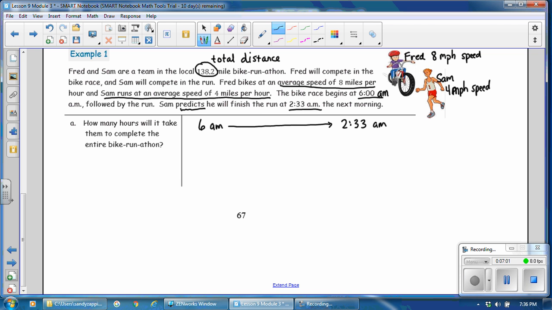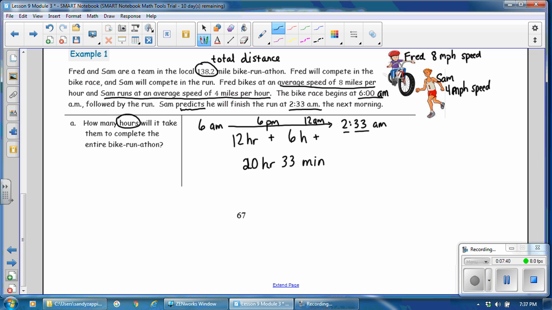So let's figure, 6 a.m. to 6 p.m. is 12 hours. And then 6 p.m. till midnight. Midnight is 12 a.m. So another 6 hours. So we have 12 hours plus 6 hours, plus from 12 a.m. to 2:33 a.m., that's another 2 hours and 33 minutes. So how many hours will it take? We have 12 plus 6 plus 2, and that gives us 20 hours and 33 minutes.